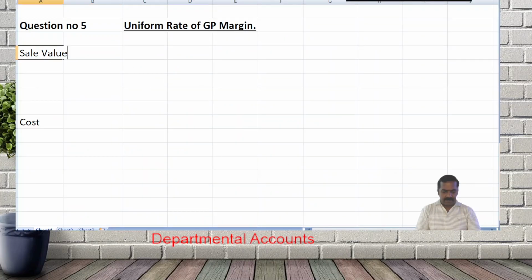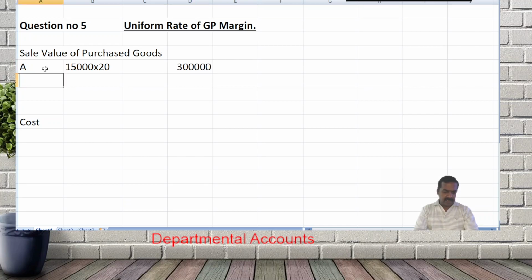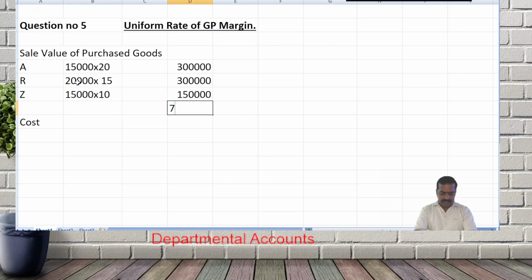Now tell me the sale value of the purchased goods. It's not sales actually, it is the sale value of the purchased goods. A: 15,000 units into the selling price of 20 is 3 lakhs. B: 20,000 into 15 is 3 lakhs. Z: 15,000 into 10 is 1,50,000. So what is the total sale value? 7,50,000. What is the cost of purchase?